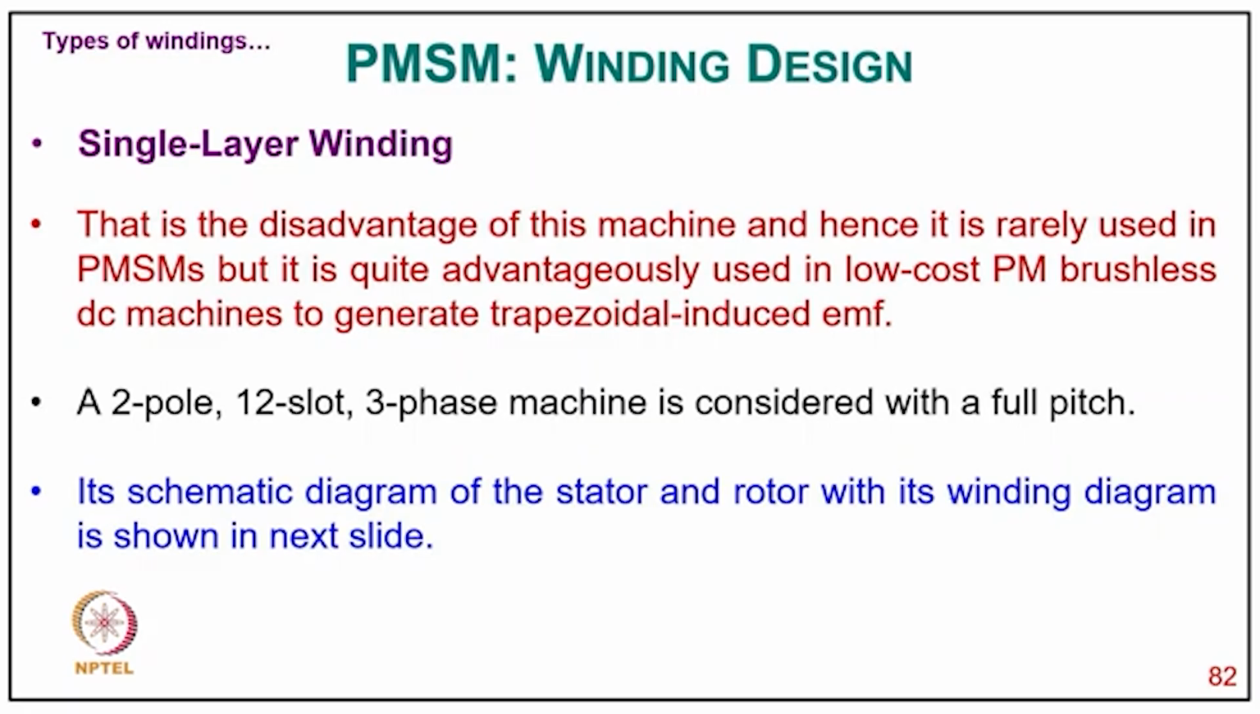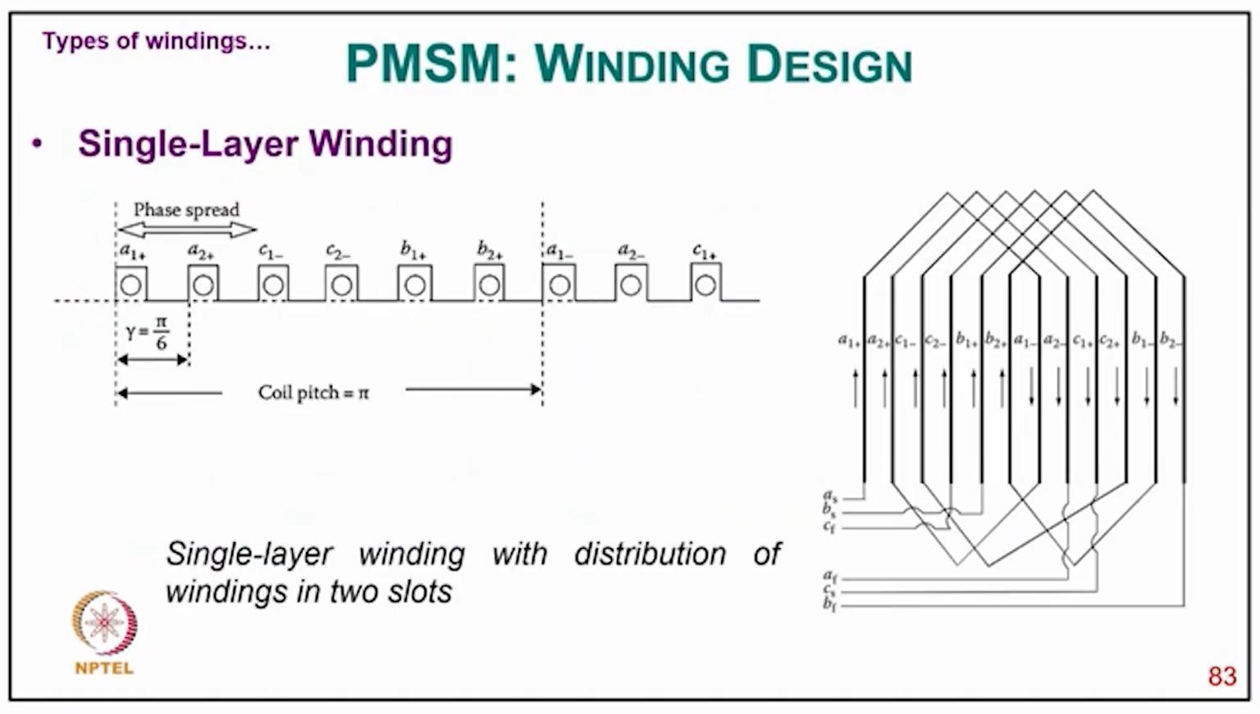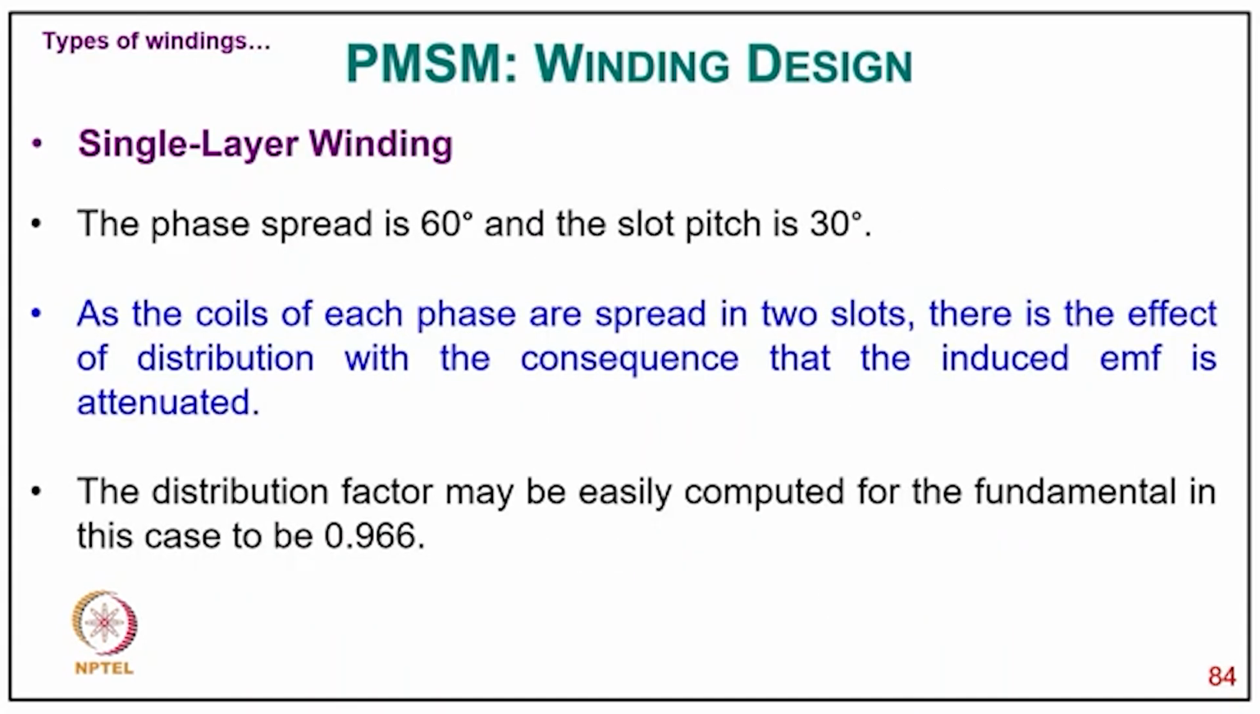A 2-pole 12 slot 3-phase machine is considered with a full pitch, and the schematic diagram of the stator and rotor with its winding diagram is shown in the next slide. You can see here that with the 60-degree phase spread you have two coils in one spread of A, then minus C, then B, and then again minus A in the next pole pitch. The coils are 180 degrees apart, and you can see clearly the winding distribution of the single layer winding, distributed over 2 slots.